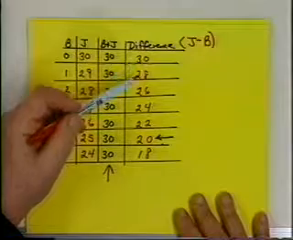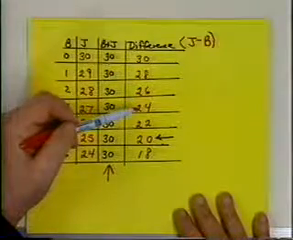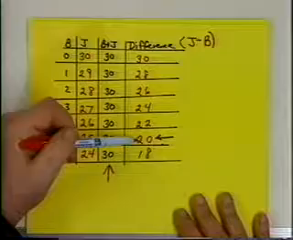So why is this the wrong answer? Because the difference is 30. Here it's 28. Here it's 26. Here it's 24. Here it's 22. Ah, here it's 20.